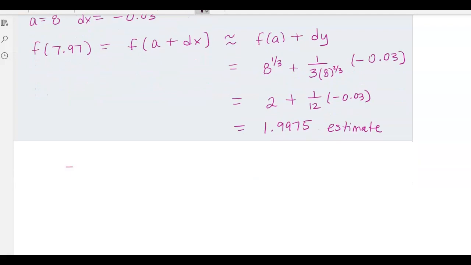Because I have a calculator that can actually handle this, I'm going to plug this in to get the true answer. Oops, 1/3. Just for comparison. And I'm getting 1.997496. Pretty good estimate, right? Here, the answers are different, but if I round it up, I'd get the same answer.